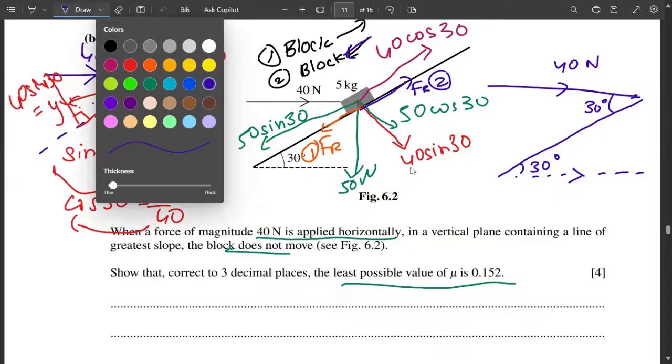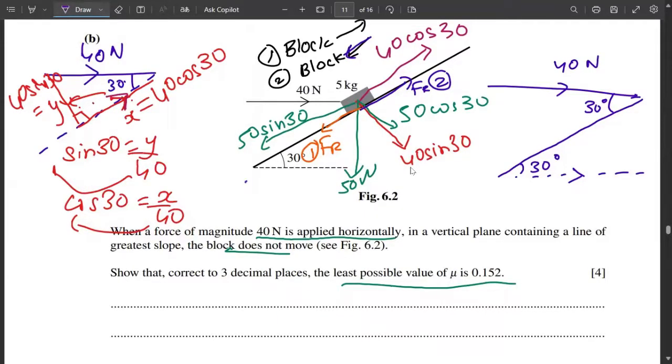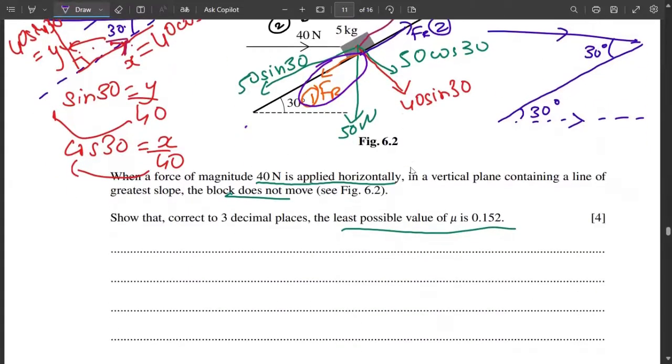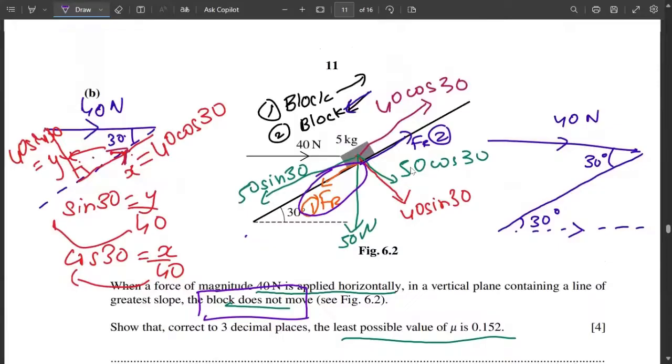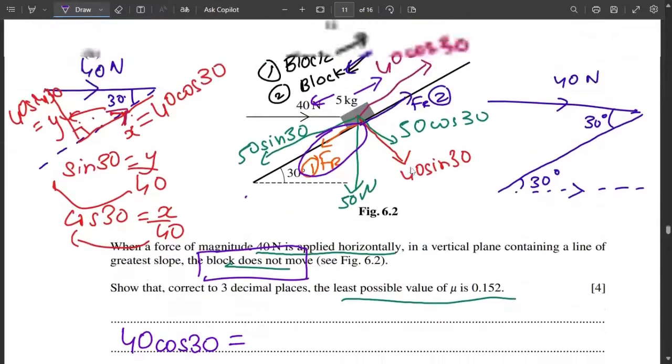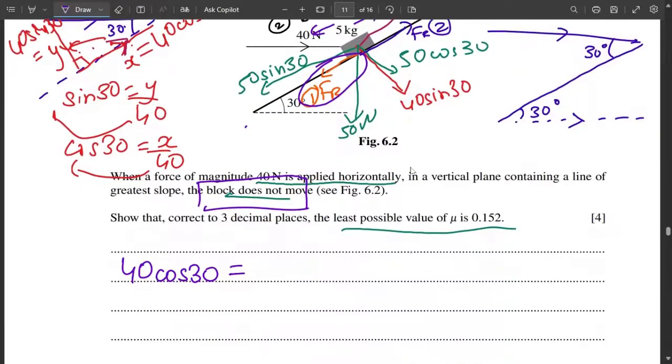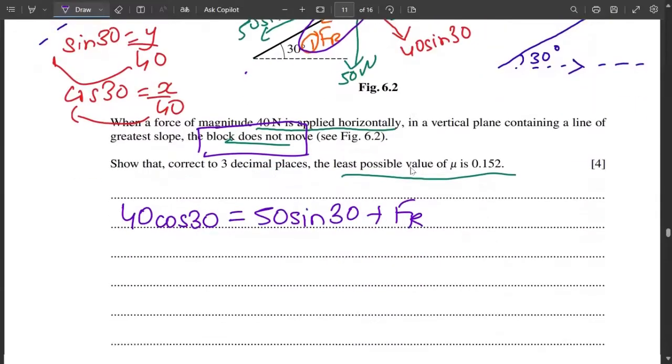Let us first solve the first one, considering FR moving downwards. So if FR is moving downwards, we'll have to consider this orange arrow. So 40 cos 30. Here they have told that the block does not move. That means the system is in equilibrium. That means the forces to the right will equate the forces to the left. So 40 cos 30 will equal 50 sin 30 plus FR.